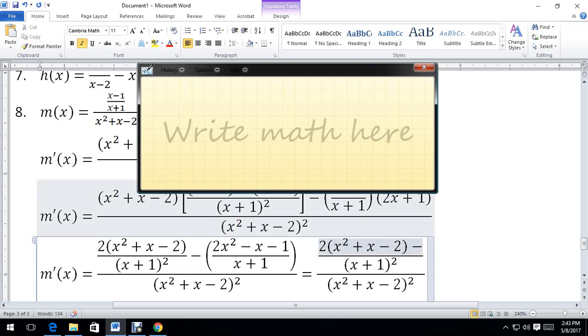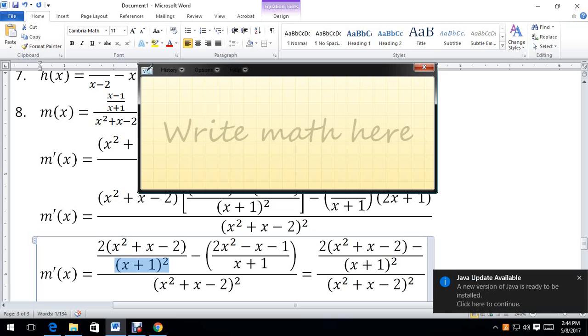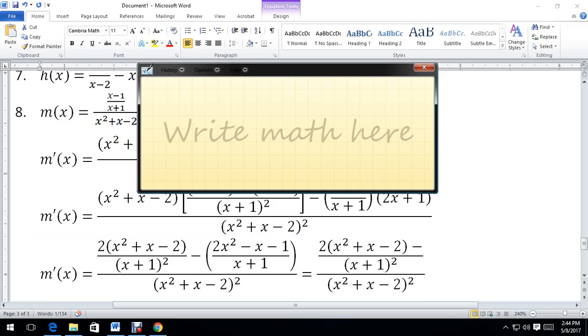Minus. Again, how did we arrive with this expression here? Again, the least common denominator, or LCD, divided by the denominator of the first fraction, x plus 1 squared, divided by x plus 1 squared is 1. 1 times the numerator gives us the numerator. Alright? Minus. Next, you have x plus 1 squared divided by x plus 1. x plus 1 squared divided by x plus 1 is x plus 1.